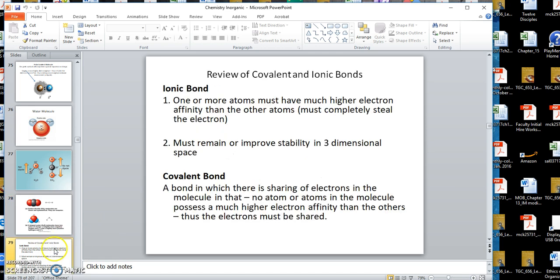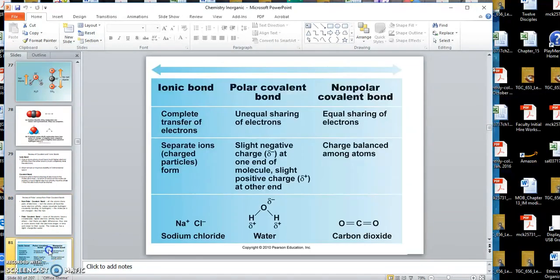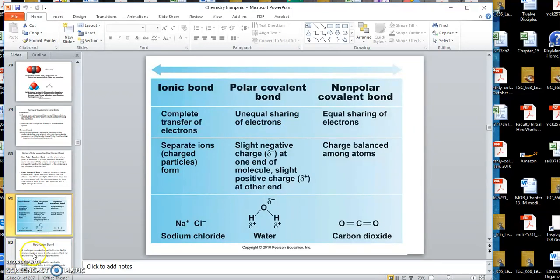All right, so to review covalent and ionic bonds, in an ionic bond, one or more atoms must be highly more electronegative than the other in order to literally pull the electrons. In a covalent bond, that's not the case, but two or more can come together and satisfy the outer shell. Okay? Under the covalent bonds, if it's equal sharing, it's nonpolar, where both have the same strength. And if it's unequal sharing, we call it a polar covalent bond, exemplified by water. So here again is a chart you can glance at to see the differences.